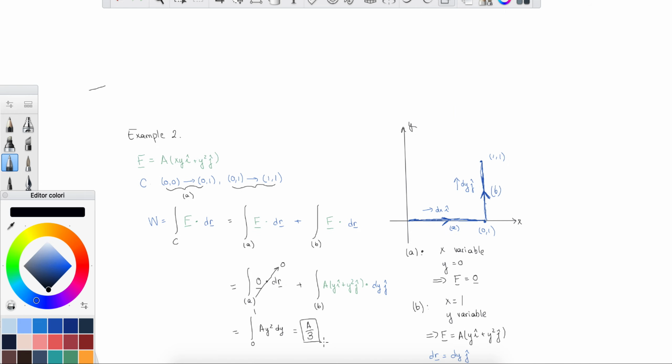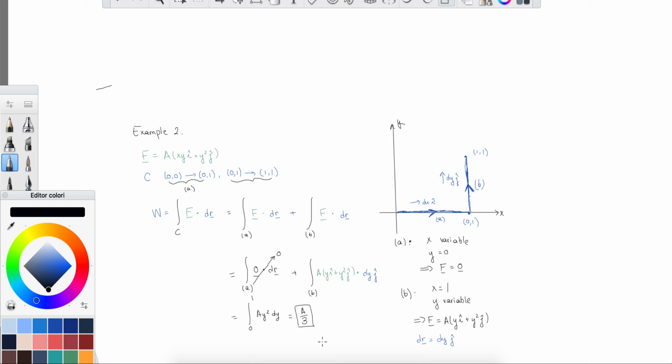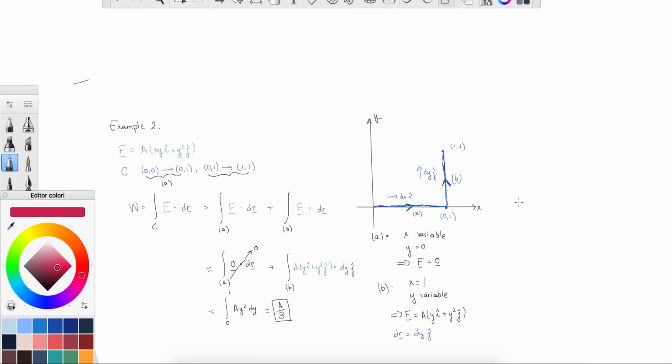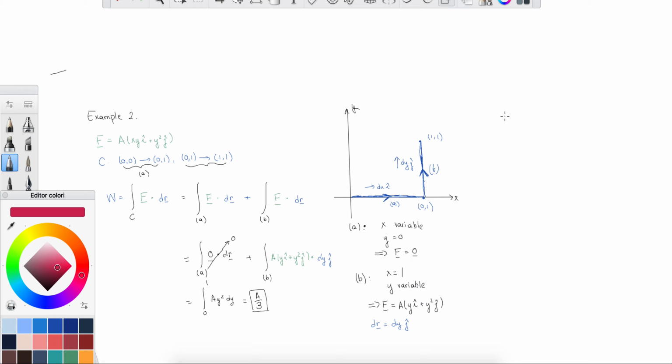Now I'd like to kind of mix things up. I'll actually add another path, and I won't call it C, I will call it S. So S is going to be the path from 0, 0 to 1, 1. It's going to be the direct path, so it's going to be this line right here. This path right here is S, whereas the blue path that I drew before was C.